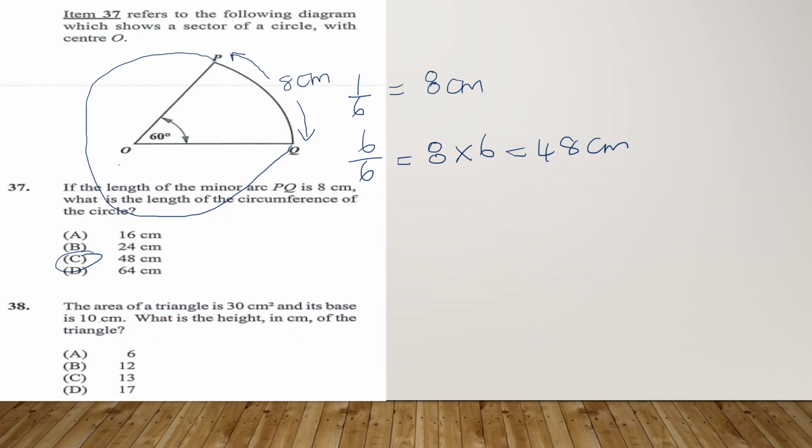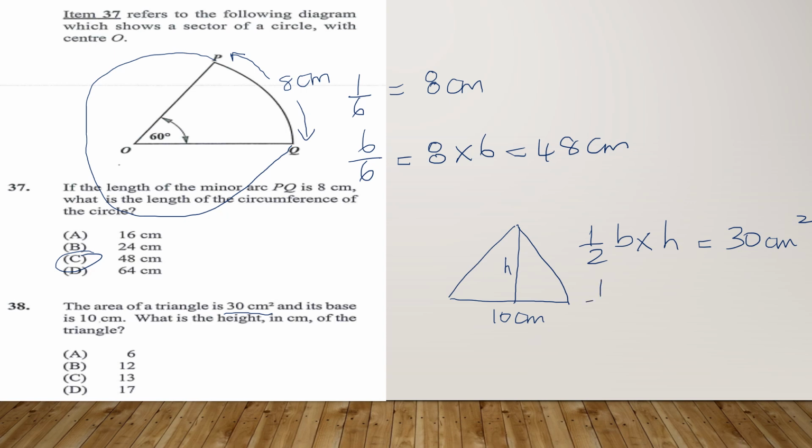So let's have a visual of this question. Here is our triangle. Our base is 10 centimeters, and we don't know the height. But the area is 30 centimeters squared. So the formula for the area of this triangle is half base times height, and the answer is 30 centimeters squared.